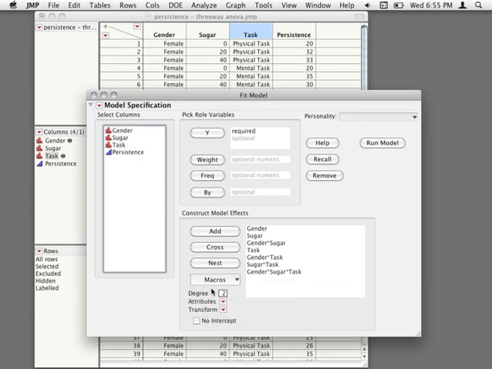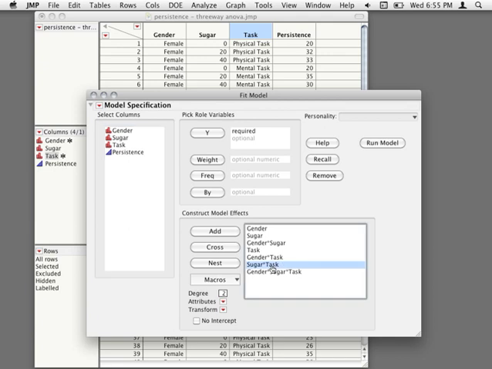And notice this is going to produce for us not only the main effects, so gender, sugar, and task, but also the 2-way interactions, gender by sugar, gender by task, sugar by task, and then the 3-way, the highest level interaction, gender by sugar by task. And of course, these different interactions are tapping different things, right? The gender by sugar is saying, does sugar have the same effect for different genders? The gender by task interaction says, does the effect of task, being mental or physical, have a different effect for the genders?